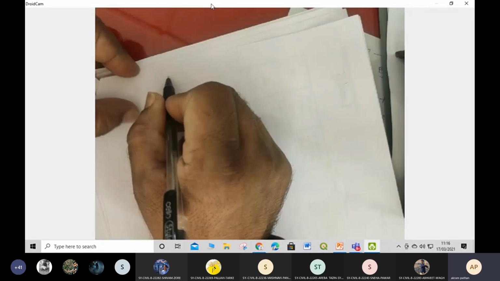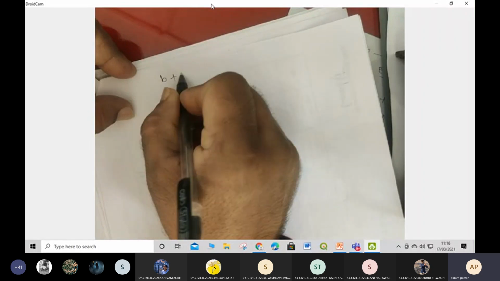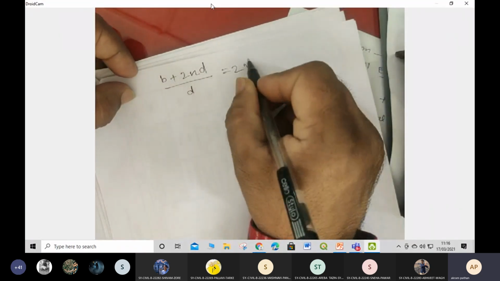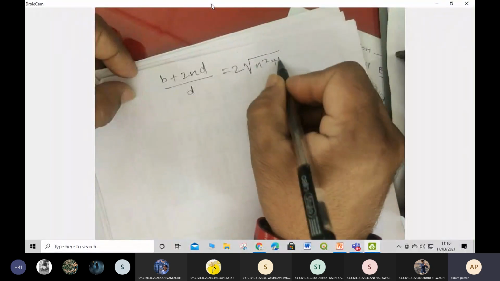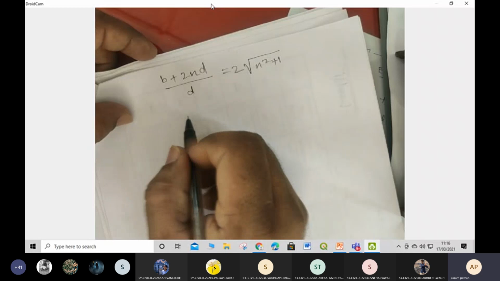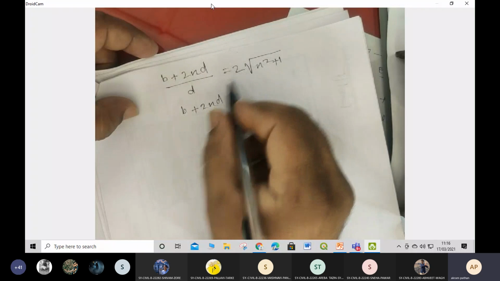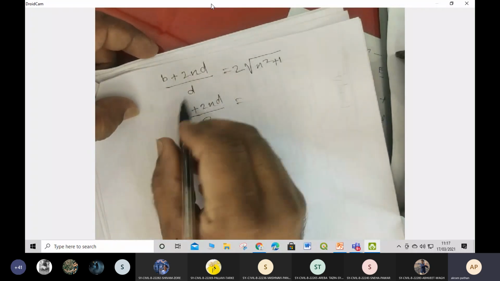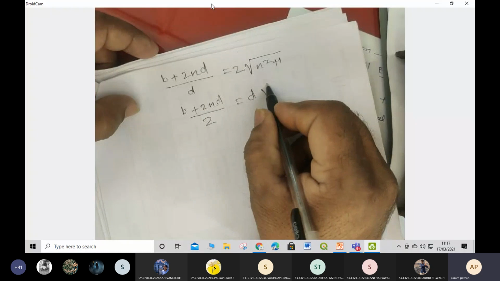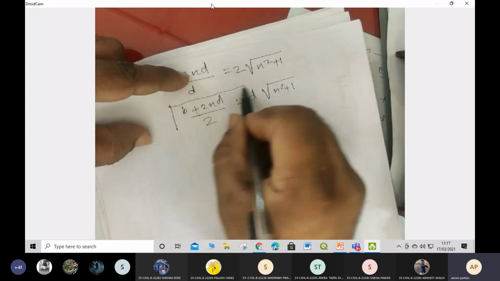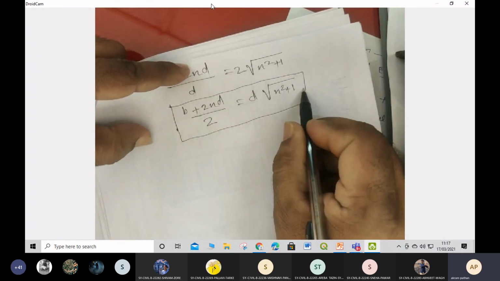Then if I further simplify it, B plus 2nD, nD plus nD is 2nD, divided by D, which is equal to 2 times under root n square plus 1. So (B plus 2nD), you have to take this 2 on the left side, divided by 2, and you have to take this D on the right side, D under root n square plus 1. So this is the first condition I will get after the simplification.